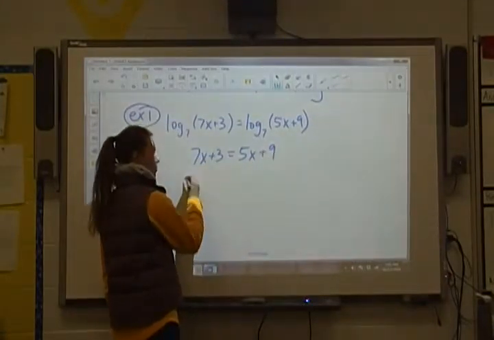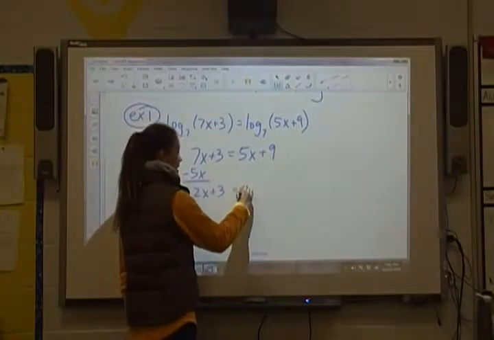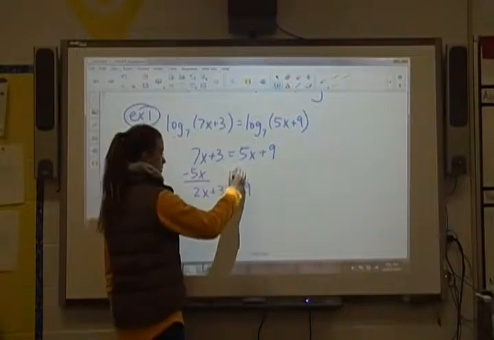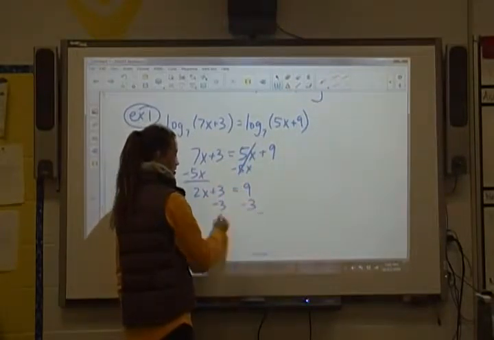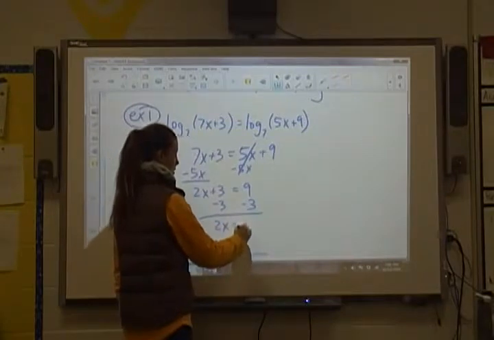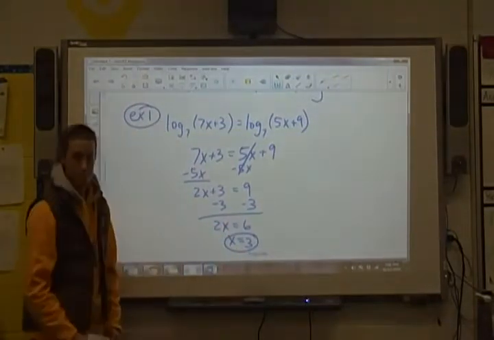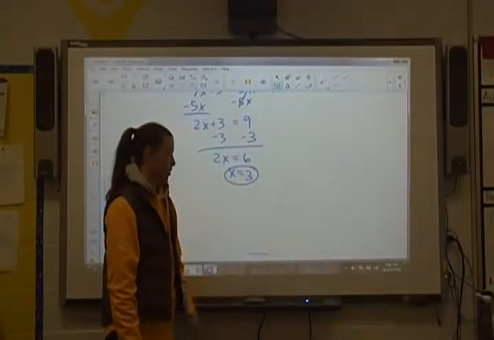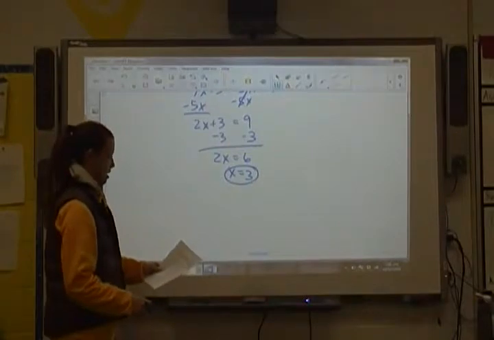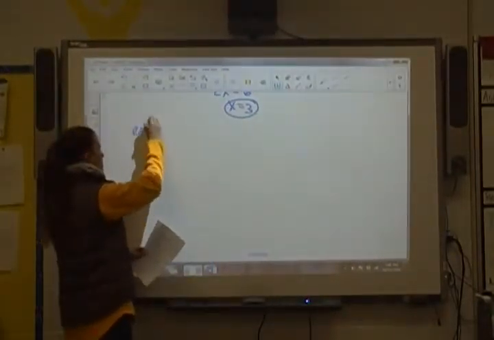So I'll move my 5 over. 2x plus 3 equals 9. And then I'll subtract my 3. 2x is equal to 6. So x is equal to 3. And that's it. So these two pieces of the equations have to be equal to each other. Let's try another one. How about one like this?